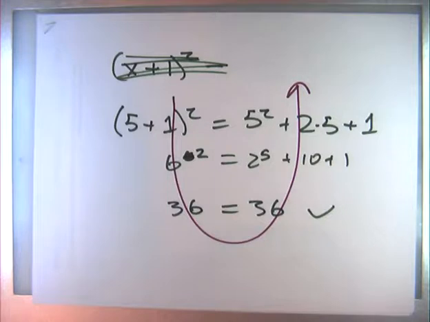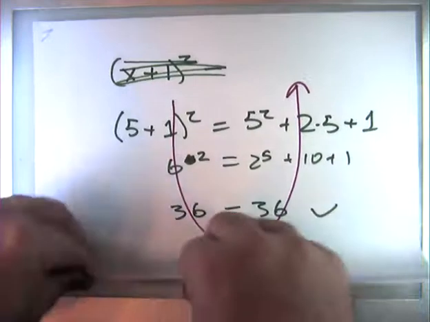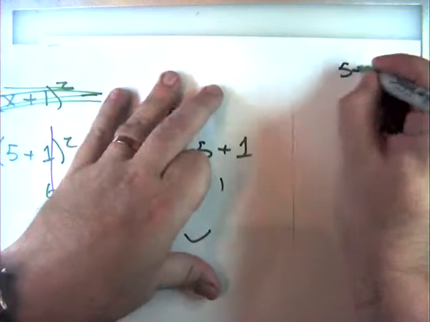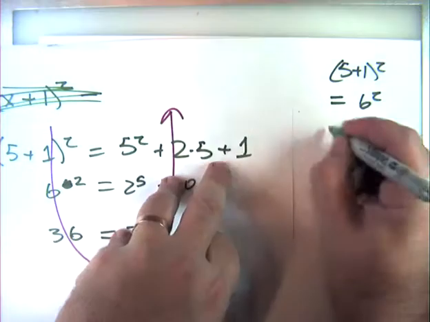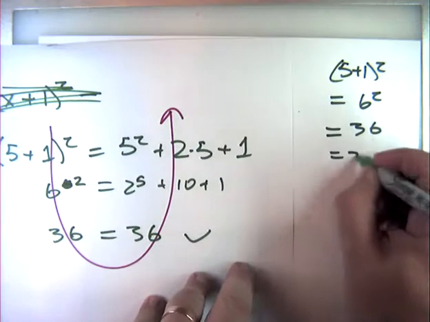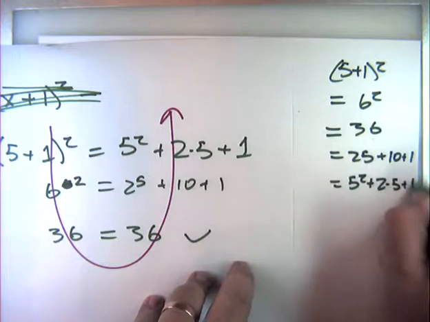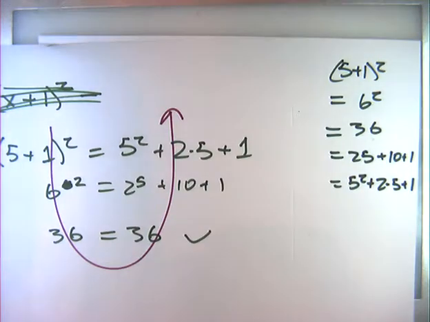So the right way to write this sequence of derivations is to say, (5 plus 1) squared equals 6 squared equals 36 equals 25 plus 10 plus 1 equals 5 squared plus 2 times 5 plus 1. Every one of these steps follows mechanically from the one above it. And so if I want to prove that A equals B, I prove A equals C equals D equals E equals Z equals B. Right? Every single step is mechanical, and it flows in the right direction.